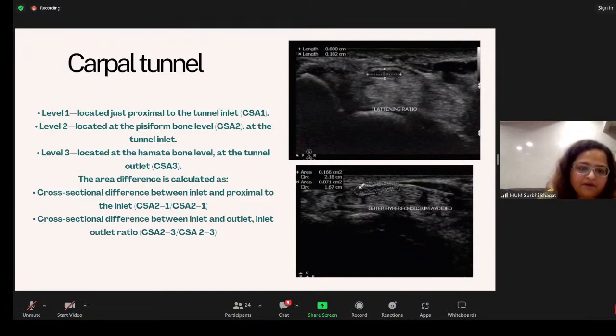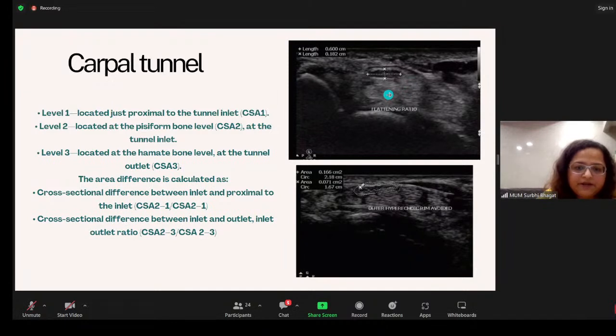all the forearm muscles, tone, power, everything is normal. There will be a sparing of the palmar aspect of the skin sensation because the palmar cutaneous branch, if you remember, is given out before the median nerve goes into the flexor retinaculum. So there are 3-4 things you see in carpal tunnel.